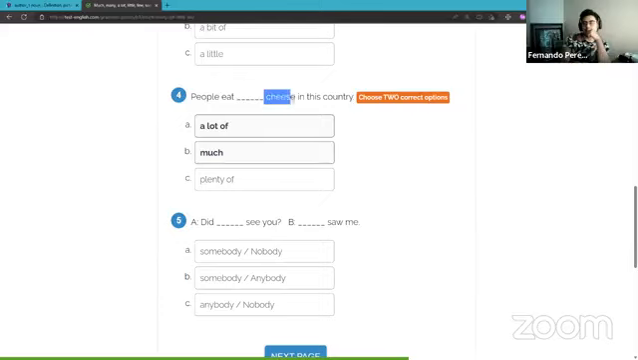And for uncountable things too. For example, how much sugar do you want? You see? Yes. Quantity. So in this case, cheese is uncountable. People eat much cheese in this country. People eat a lot of cheese in this country. People eat plenty of cheese in this country. The three are correct.